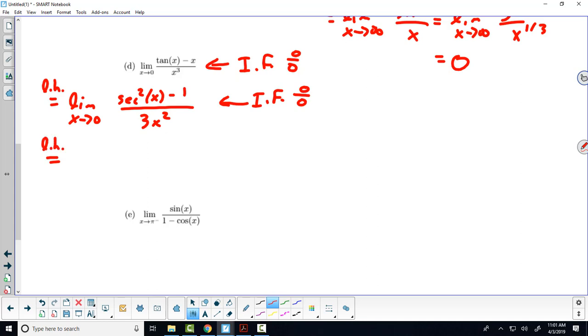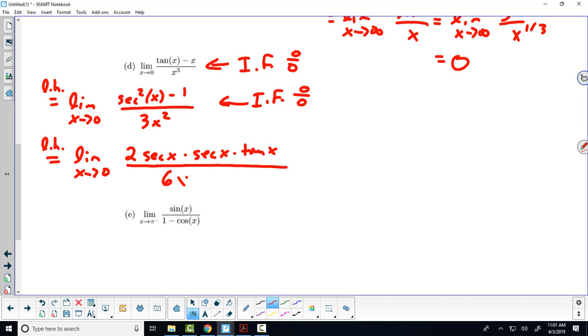So let's see, we'll take the derivative again. We get the limit as x approaches 0 of, that would be 2 secant x, because what's the derivative of something squared? It's 2 times that something. But then by the chain rule, secant x tan x.